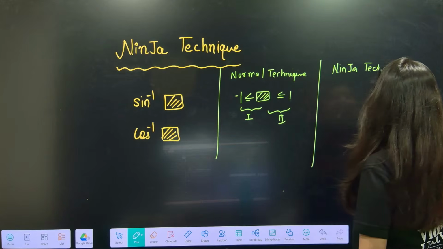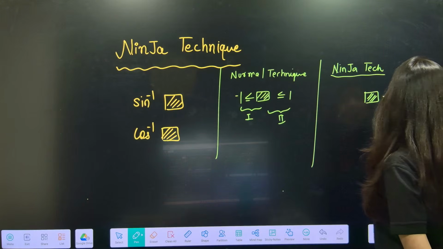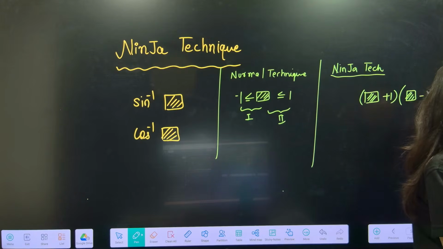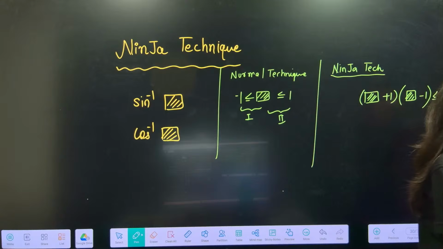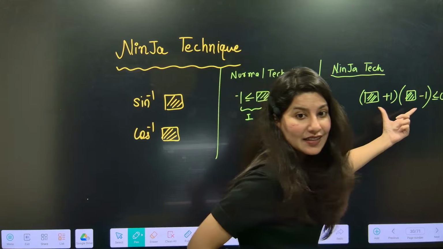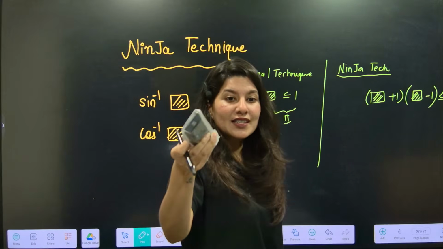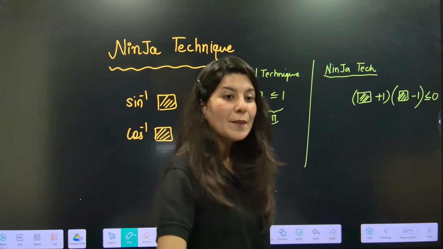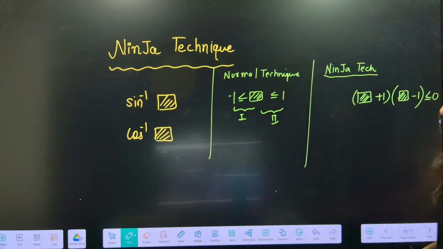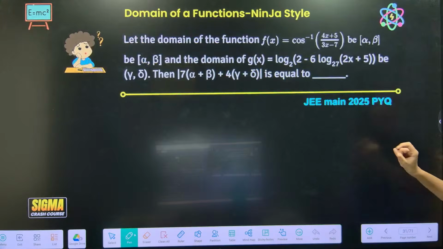The Ninja technique says that all you have to do is take that expression, add 1, take that expression, subtract 1, and make it less than or equal to 0. Trust me, it looks like you'll say, oh ma'am, this is not easy, what are you saying? But this can be done in one step. You compare the solutions yourself, and you will realize that what Ninja ma'am is saying is absolutely crucial for your JEE Main examination. I will show it to you.